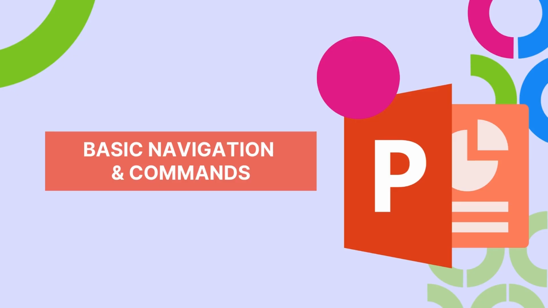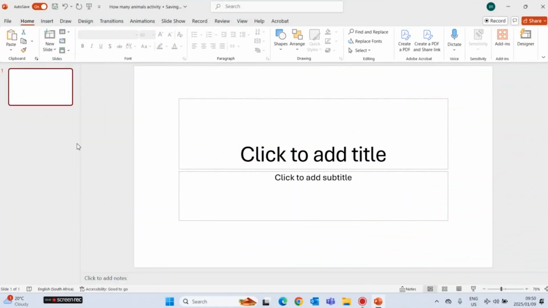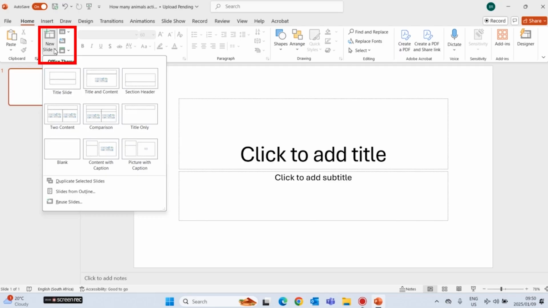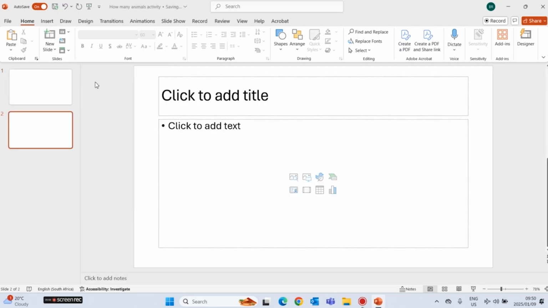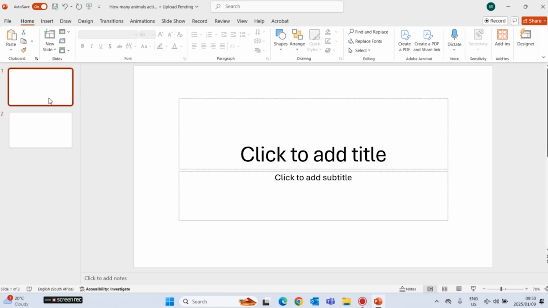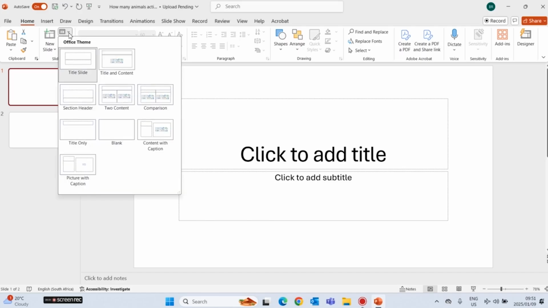Basic navigation and commands. Adding a new slide. Go to the Home tab. Click on New Slide in the Slides group. Choose the slide layout you prefer. Changing slide layout. Select the slide you want to change in the Slides pane. Go to the Home tab. Click on Layout and select a different layout.